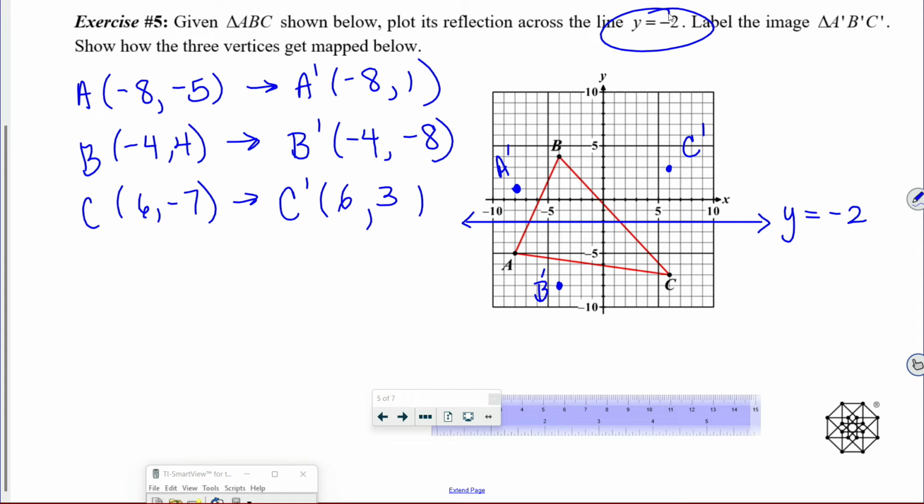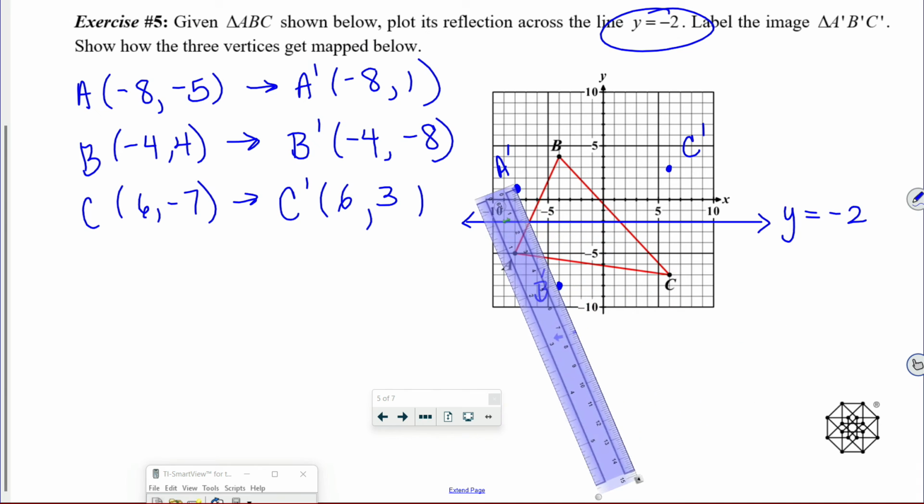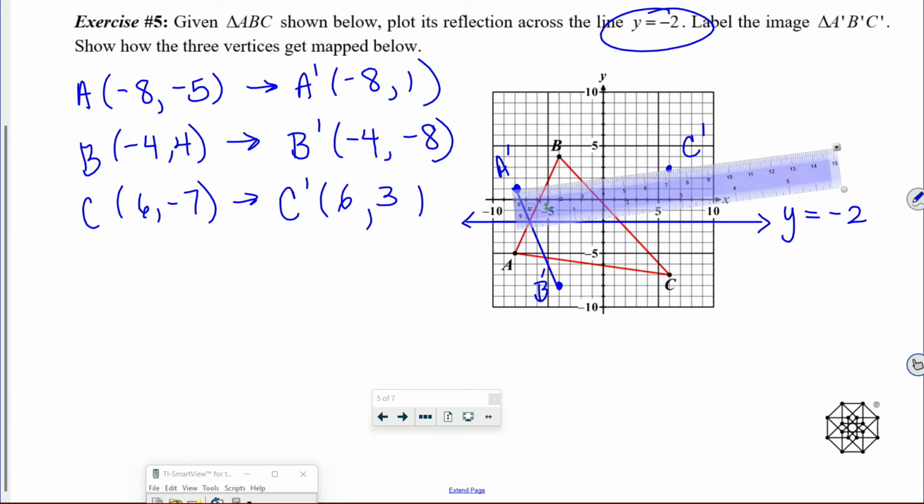The only thing left for us at this point is to actually draw in our triangle by using our nice straight edge to connect all the dots. So we'll end up there. Oh, nope. Silly ruler. There.